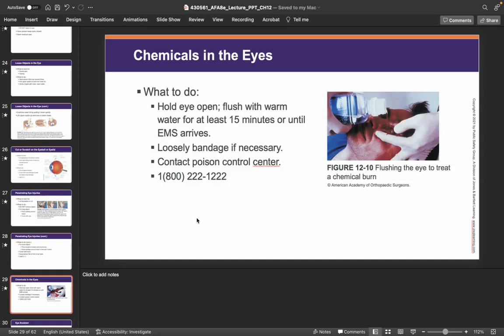Anytime there's chemicals in the eye, again, we're going to flush it out with warm water for at least 15 minutes. Put that eye that has the chemical in it down so that gravity helps us, so that gravity's not pushing it into the other eye. Loosely bandage if it's necessary. You can call the Poison Control Center if you don't know what it was that they got or you don't have access to the safety data sheet. This is the phone number for poison control. That's a good number to have. We'll talk about this more later in the semester as far as poisoning goes, but that's just a good number to have in your phone.